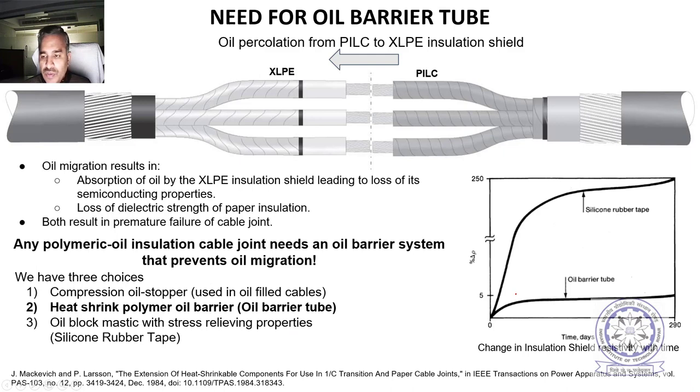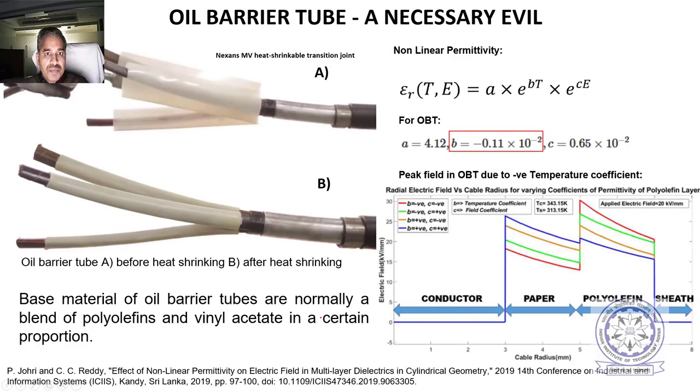So here these are the properties of various materials. Here silicon rubber tape, delta rho, percentage delta rho, change in resistivity with time. Oil barrier tube is also given here, time in days. So this paper reports the properties, you can go through that. Oil barrier tube, a necessary evil. Actually, oil barrier tube has epsilon with this kind of properties. We have found this in our lab. This was investigated by one of my students, Pranav Johri.